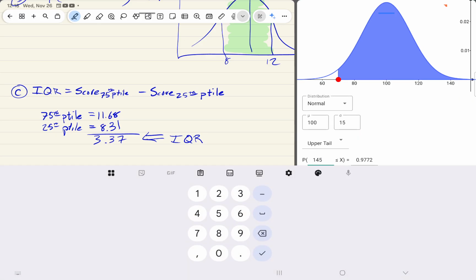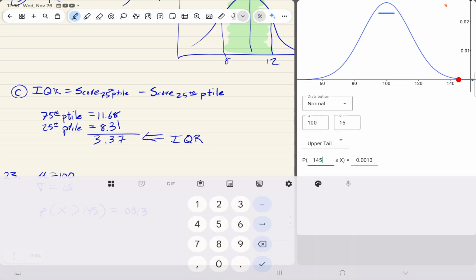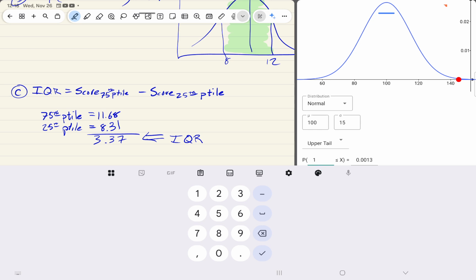It's going to be quite low, I think. Yes, it is, 0.0013. So if you were given this smart drug and your score was 145, there was a very small chance that was due strictly to chance. Very small probability that was due to chance. What if your score only went up to 110, though?